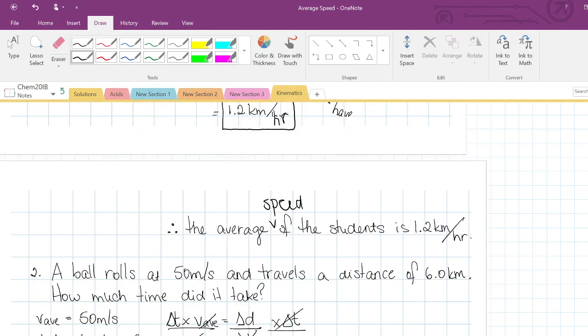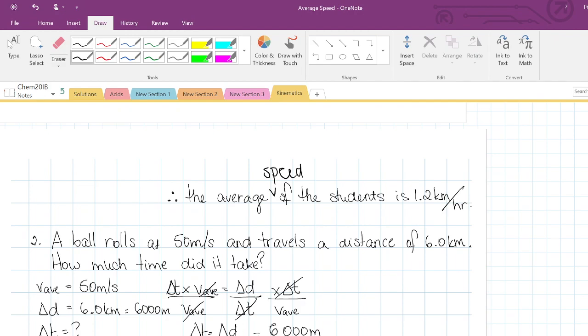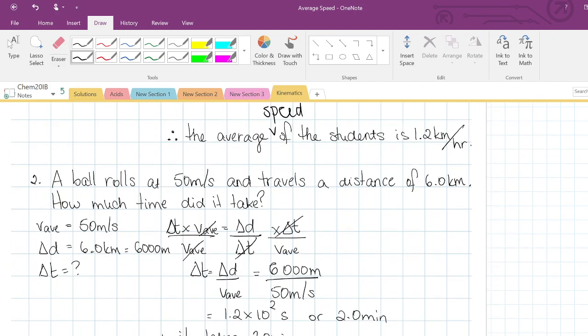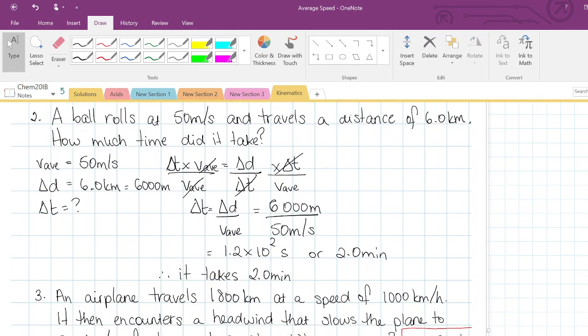Second question here, maybe slightly more difficult because there's a bit of rearranging that has to take place: a ball rolls at 50 meters per second and travels a distance of 6.0 kilometers. How much time did it take? So they've given us the average speed, 50 meters per second. The total distance the ball travels is 6.0 kilometers. And we want our time. How long did it take?